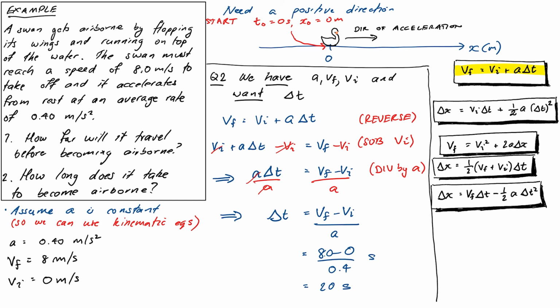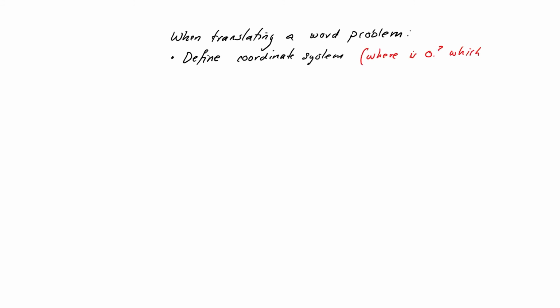Okay, so the key with problems like these is just to get plenty of practice with them, both with the rearranging the formula aspect of it and solving the things, and also with extracting out the essential information from word problems. So don't forget that when you're translating a word problem, first make sure you define where your zero is and which way is your positive direction. So set up your axis.